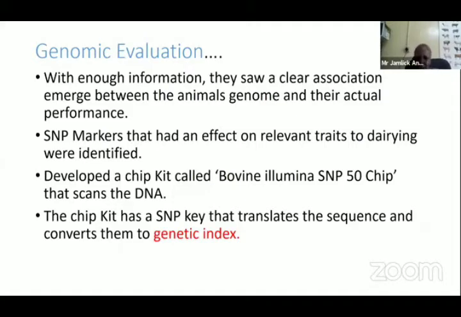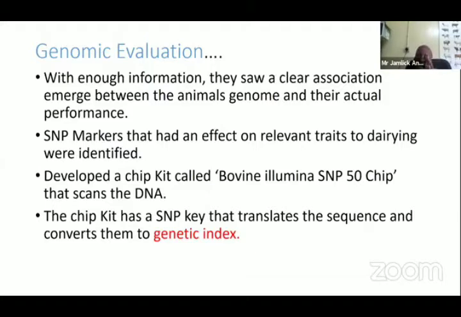And so they developed this chip, which scans the DNA to determine exactly where those markers are. And then they developed a key which translates the sequence and converts them to genetic indexes. Therefore, when you submit a DNA, they know exactly where to go for that information. And then depending on how many markers there are, you find that now every country has to develop its own index. So that if I have 1,000 markers in a constitution in particular, what does that mean in terms of milk? So this is where you find the differences.